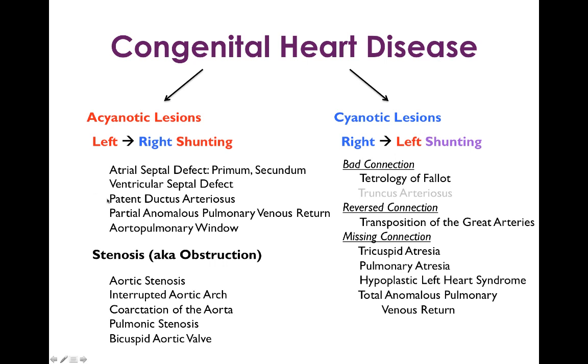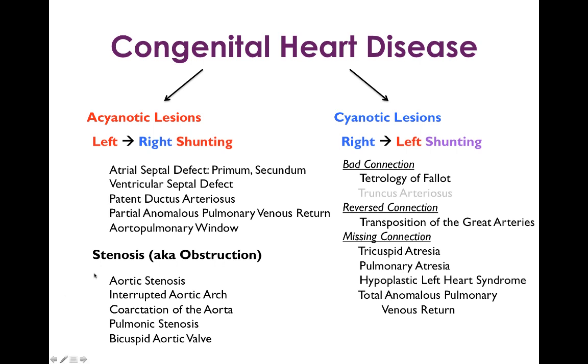Patent ductus arteriosus, for the same reason, the connection between the aorta and the pulmonary artery. The aortic pressure is higher than the pulmonary artery pressure, so you get, again, left to right shunting. Partial anomalous pulmonary venous return. You have some pulmonary veins coming into the right atrium, and that, again, is a form of left to right shunting because you have the nice and saturated pulmonary venous blood returning to the desaturated right atrium. And aortopulmonary window, again, a connection between the aorta and the pulmonary artery. So those are the types of left to right shunt to know about.